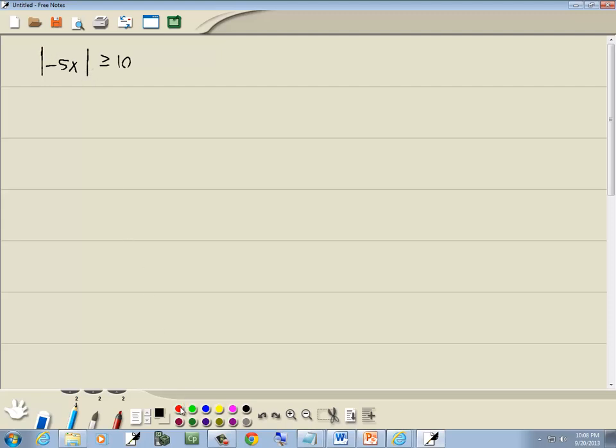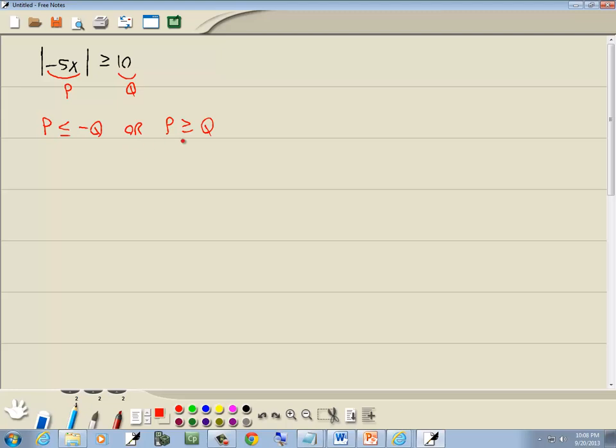Well, we have to have the absolute value by itself on the left side. No numbers in front of it, no numbers after it. Well, that's what we have. So what's inside the absolute value will be our p, and the other side will be our q. Now this is a greater than or equal to formula, which means we're going to plug it in to p is less than or equal to negative q, or p is greater than or equal to positive q.